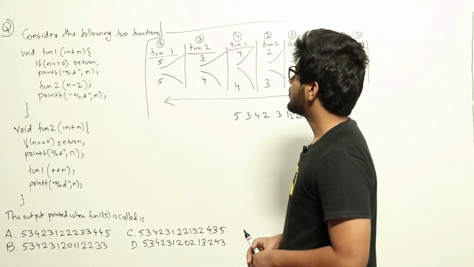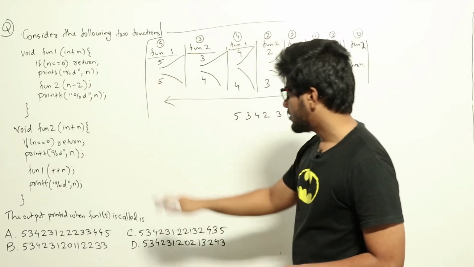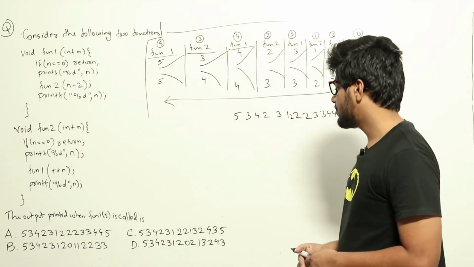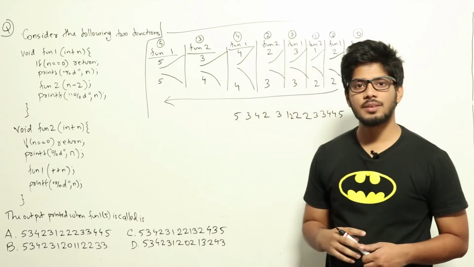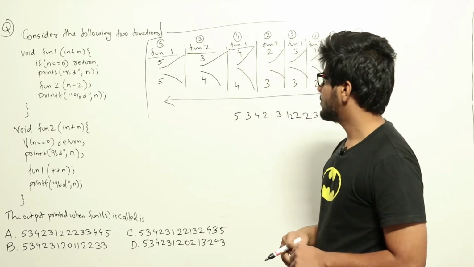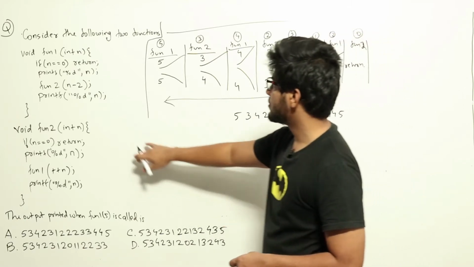Consider the following two functions. They have given us two functions here, fun1 and fun2. The output printed when fun1 of 5 is called is, and 4 options have been given. This is a question from the C programming section. So let's take a look at what happens when we call these two functions.